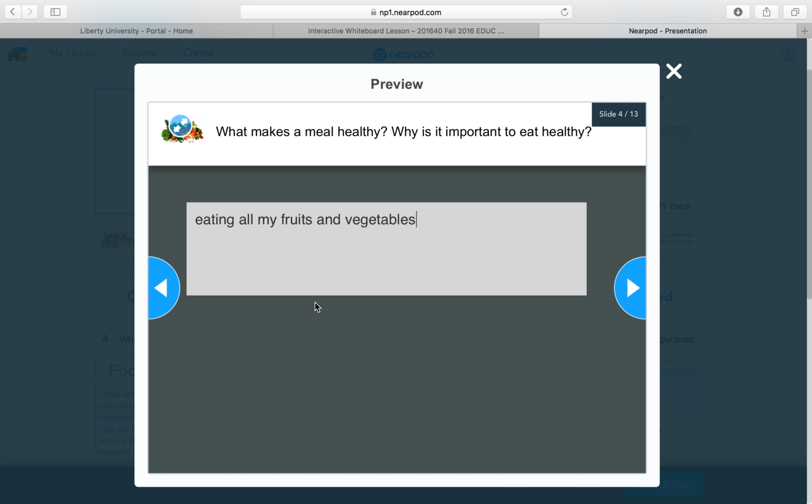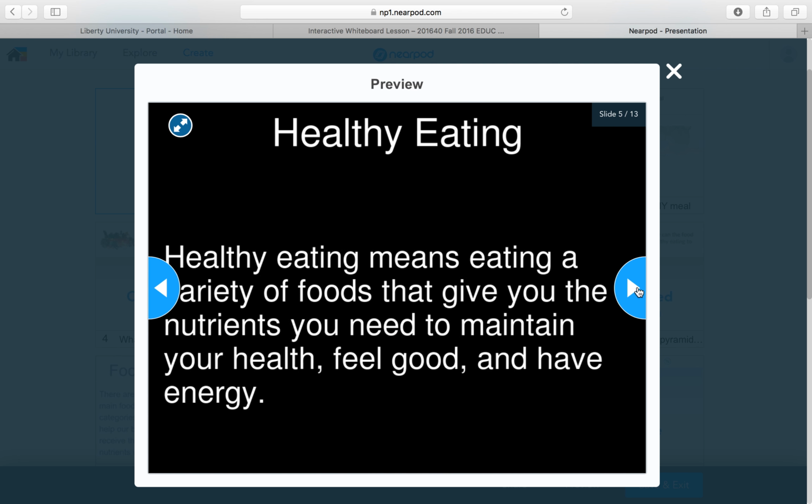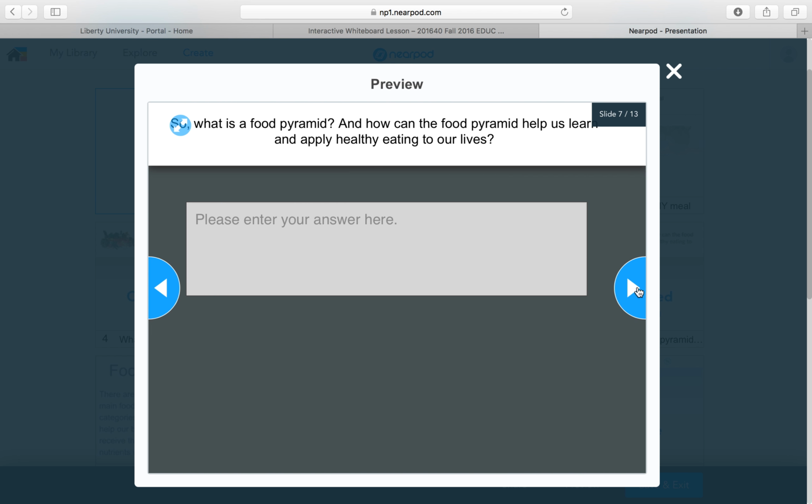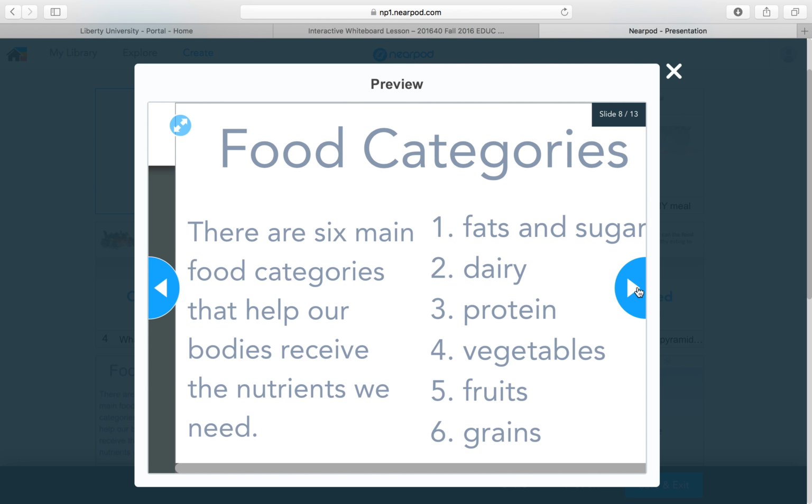So again, all the students' responses will be on the board. You can start talking about that, defining healthy eating, some key vocabulary. Again, it's really important with ESL students to pull out that vocabulary and really explain it in a way that they will understand. Next, we have another open-ended question, again assessing if they know about the food pyramid and how that can apply to healthy eating.